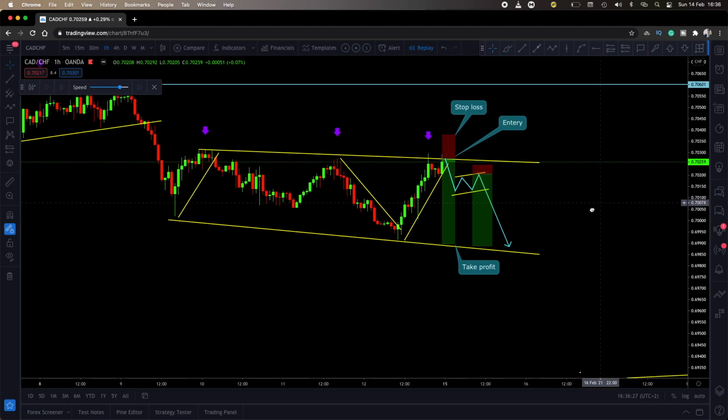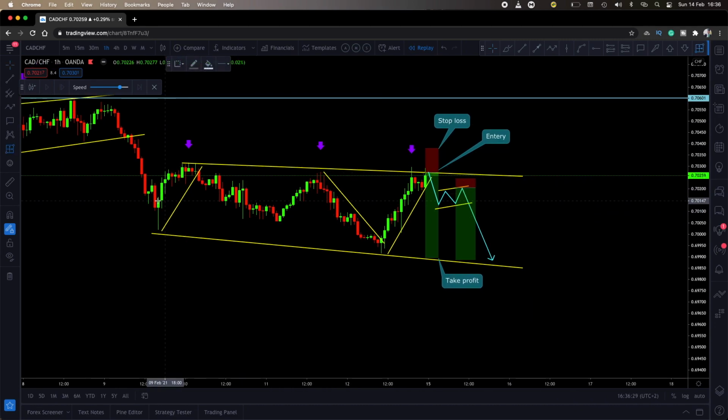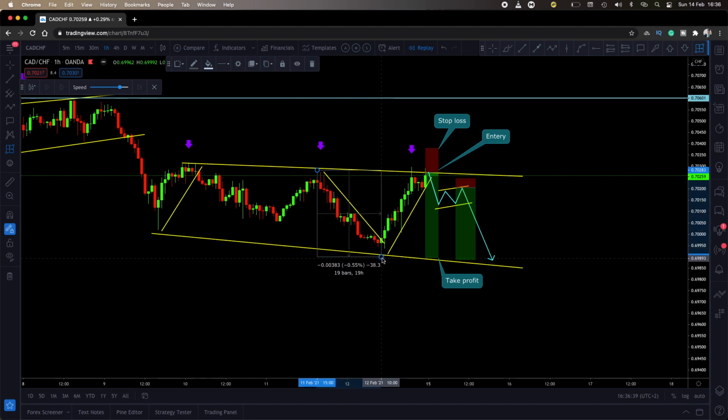So you have to be patient again because this thing won't just go down in one single day. For instance, if you look at this one from this line, you can look at this downtrend, you can see it took how many days? It took 19 hours. Actually, it's not days, it's hours.